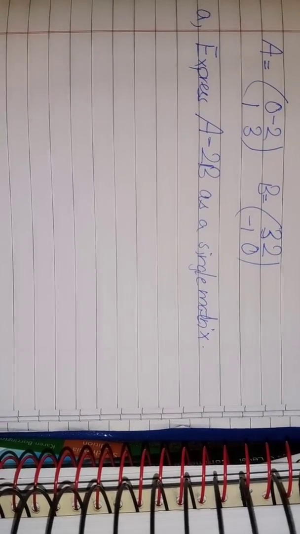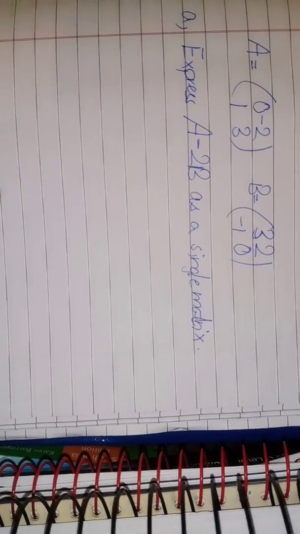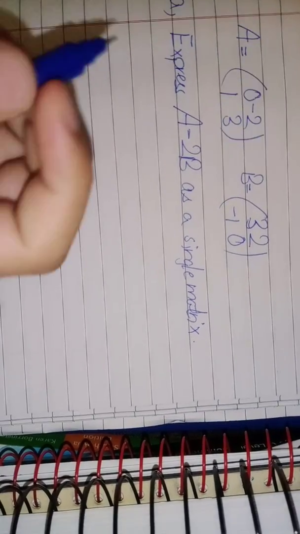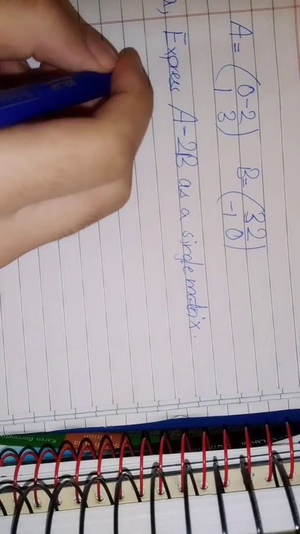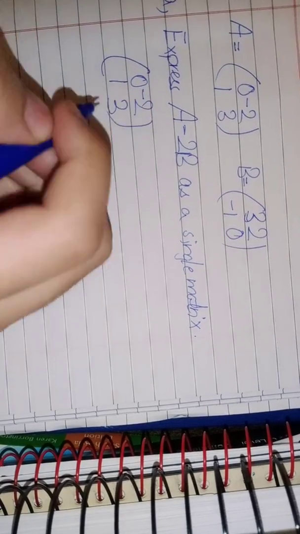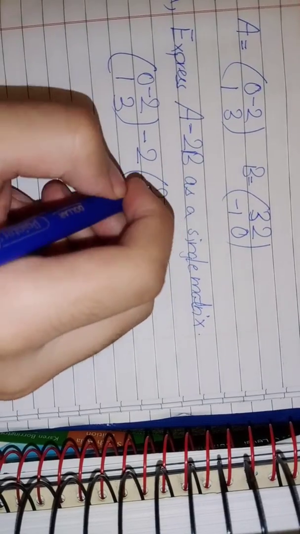So here I have some simple past paper questions. Let's solve them. So it says express A minus 2B as a single matrix. Now we'll write A. Minus 2 into, we'll write B.